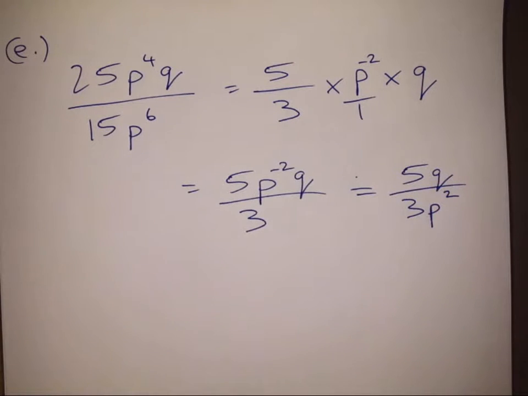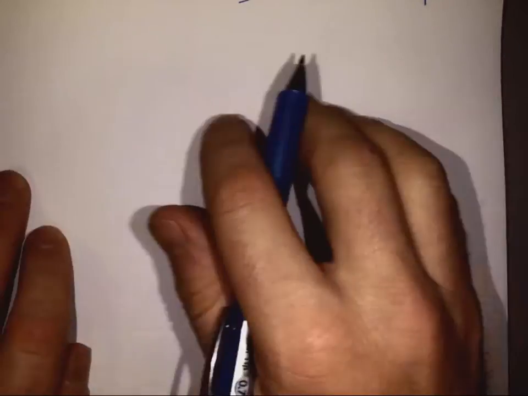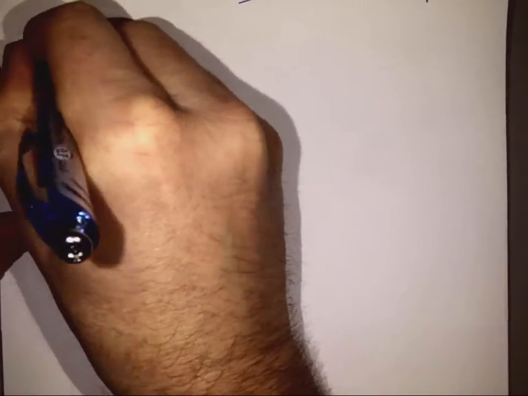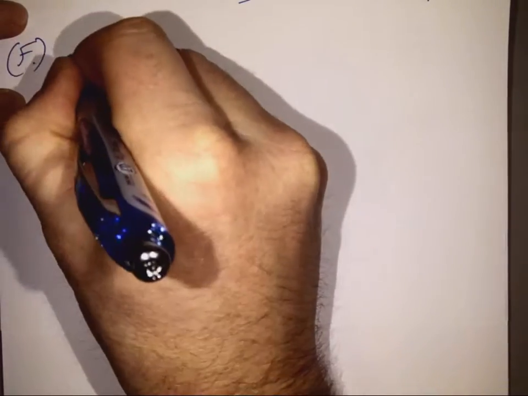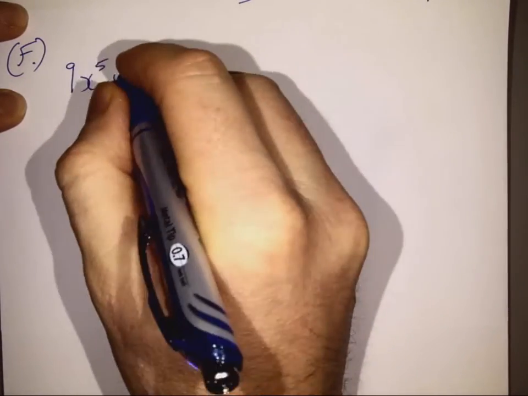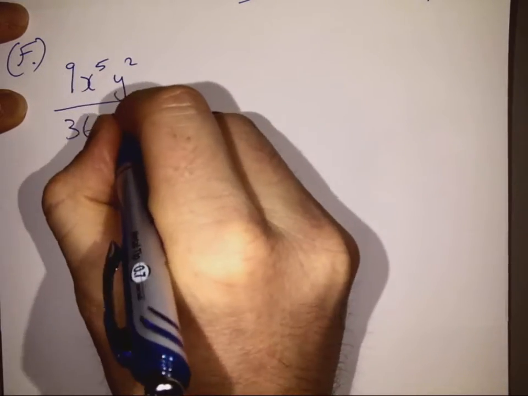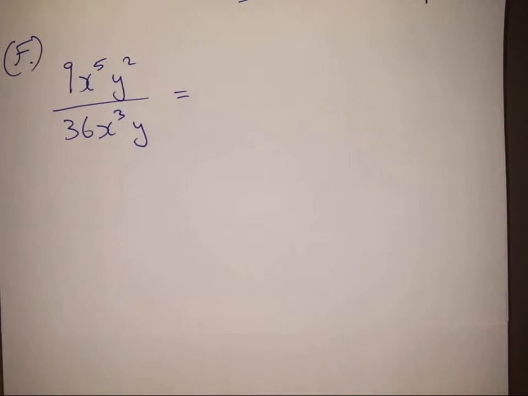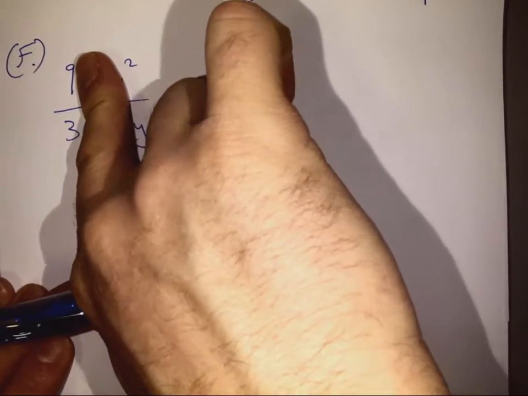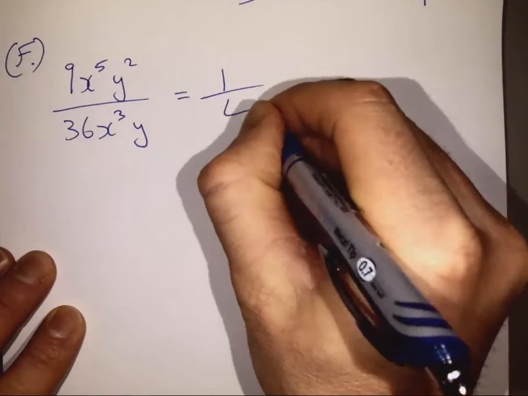Part F, we have 9x to the power of 5 times y squared all over 36x cubed times y. Again, treat the numbers on their own, the x's on their own and the y's on their own. So looking at 9 over 36, 9 into 9 goes once, and 9 into 36 goes 4 times, so we get 1 over 4.